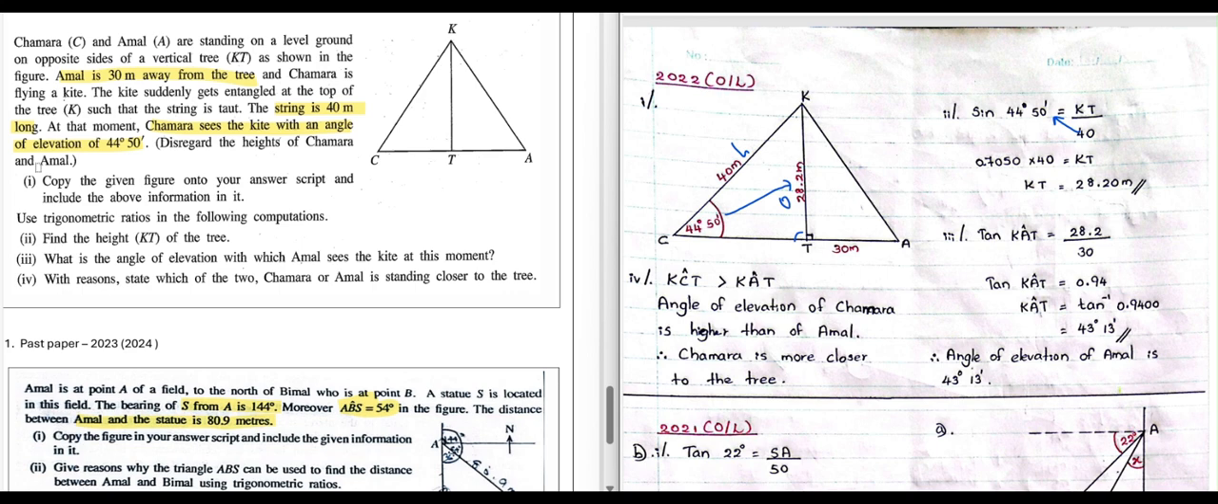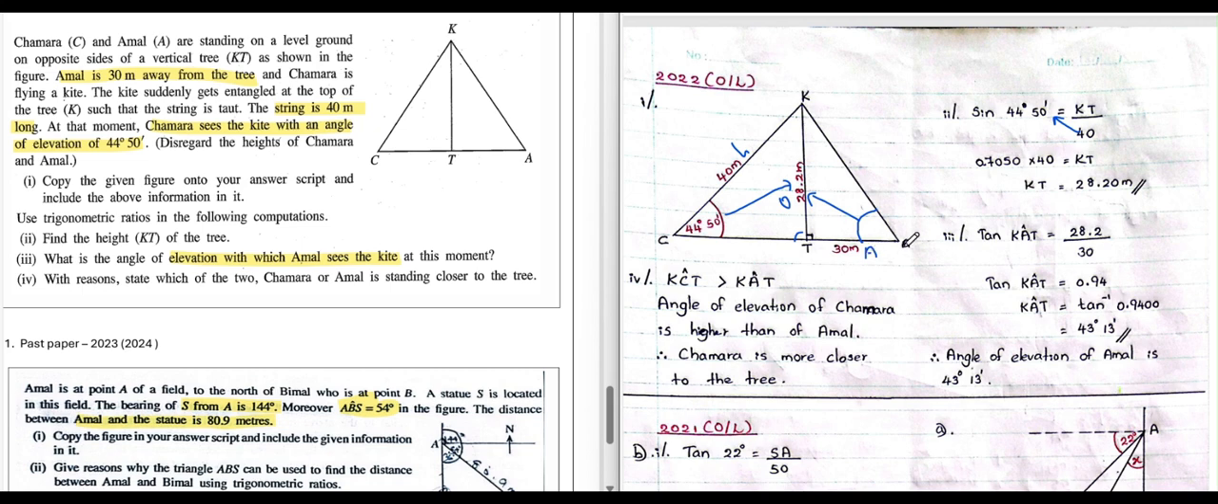Then the next question: what is the angle of elevation, at which Amal sees the kite? Now, where Amal is here, what is his angle of elevation? Starting from the ground level, this is the angle of elevation of Amal when he's looking at the kite. So this is what we have to find. Now, this angle is inside this small right-angled triangle. This is the right angle and this is the angle we selected. According to this angle, this is the opposite side and this is the adjacent side.